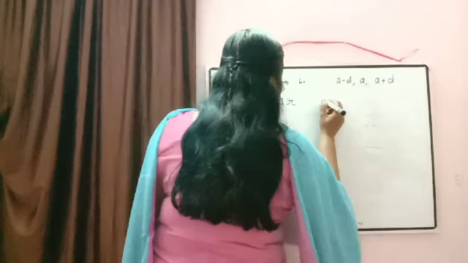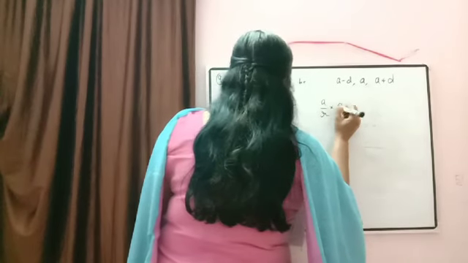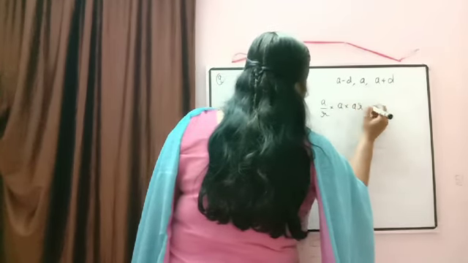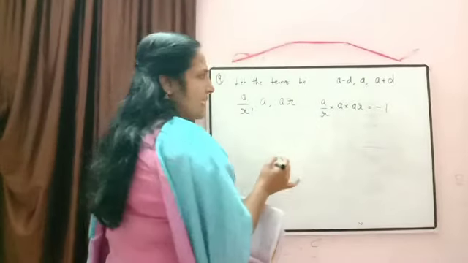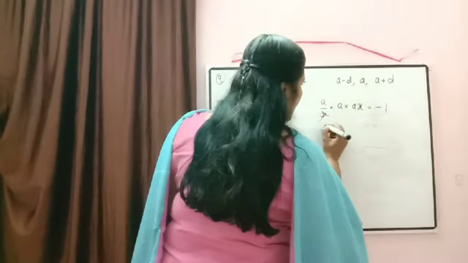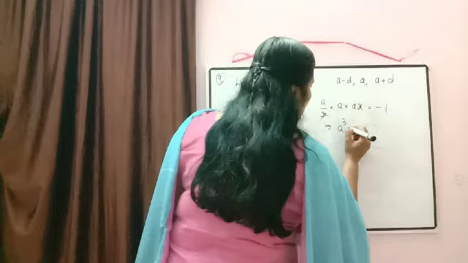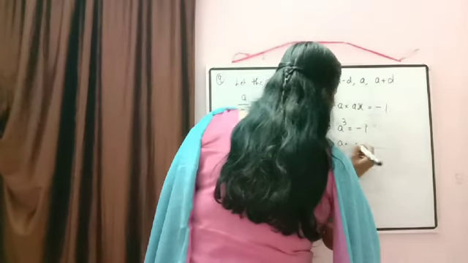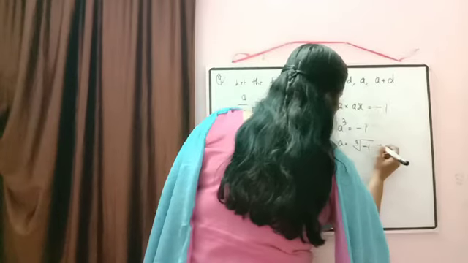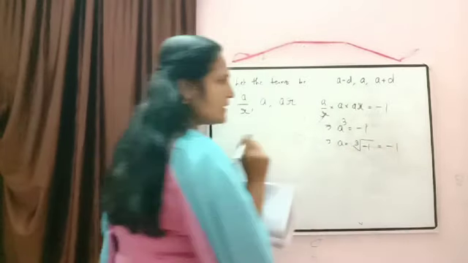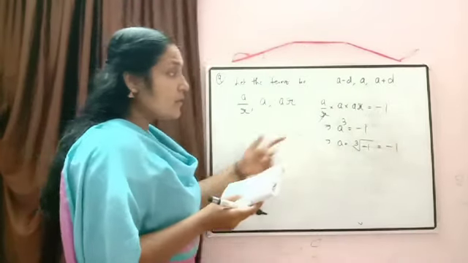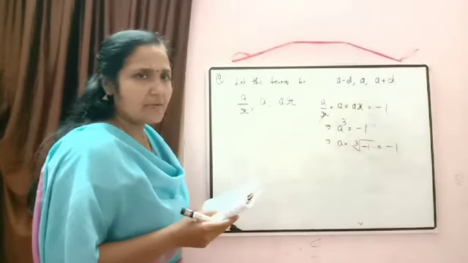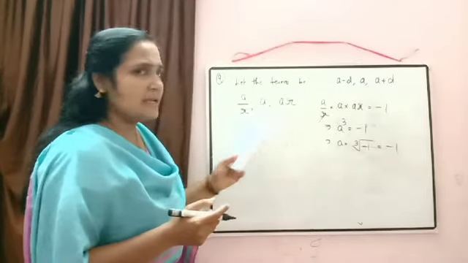So multiply them. A by R into A into AR is equal to -1. R and R will get cancelled, and we get A cube is equal to -1. So A will be the cube root of -1. What is the cube root of -1? -1. So we got the value of A from there only. That's why we took the terms in this way.